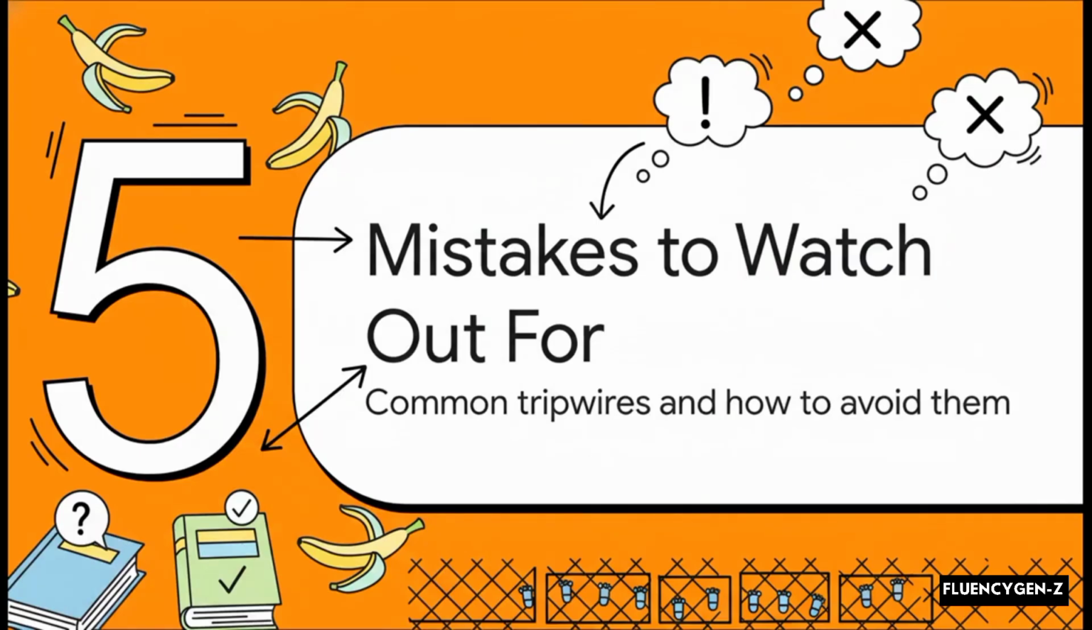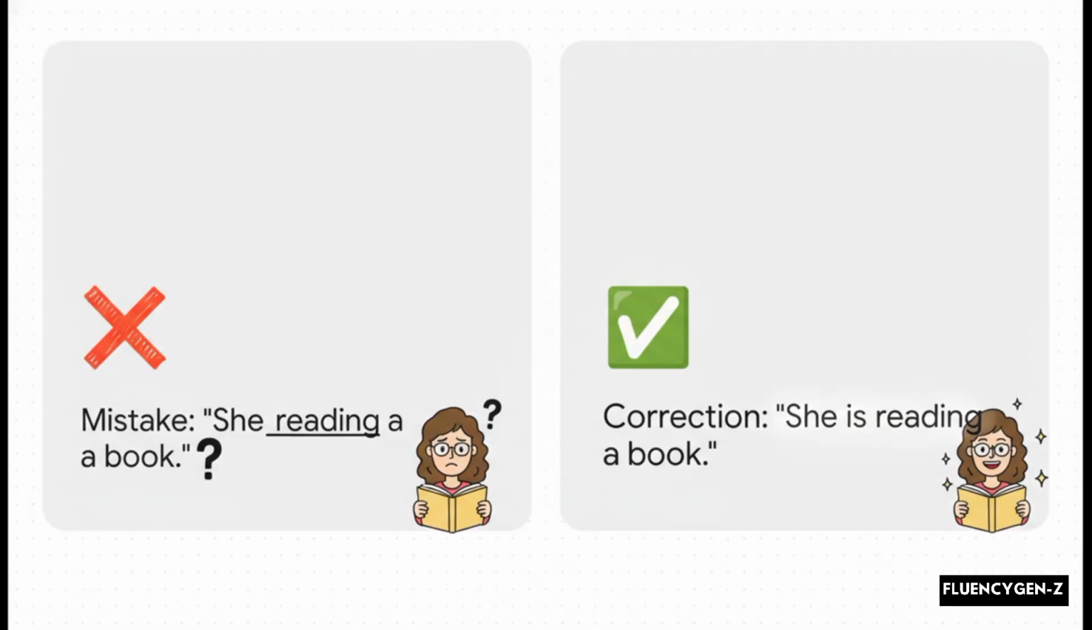Okay, let's quickly go over a couple of super common tripwires. If you know what they are, you'll be able to sidestep them like a pro. Okay, by far the biggest mistake I see is people forgetting the be verb. They'll say something like, she reading a book, but that's a no-go. You have to have that is in there. She is reading a book. That little word connects everything.